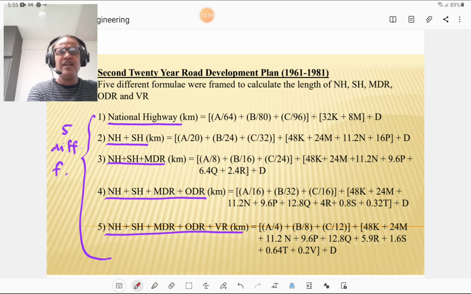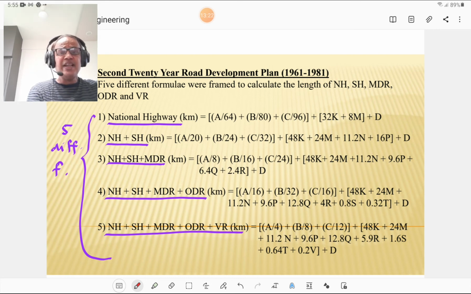So national highway length in kilometers is calculated by the formula (A/64 plus B/80 plus C/96) plus (32K plus 8M) plus D. That is the length of national highway. What is A, what is B, what is C, what is K, what is M and what is D, we will discuss afterwards.